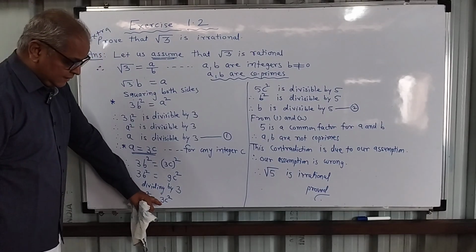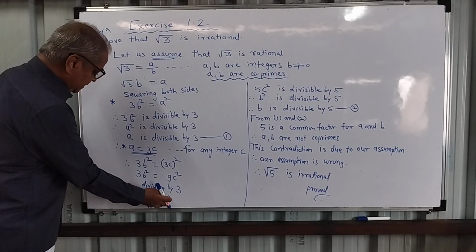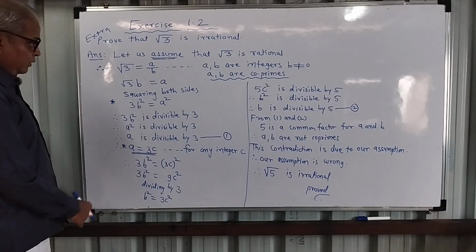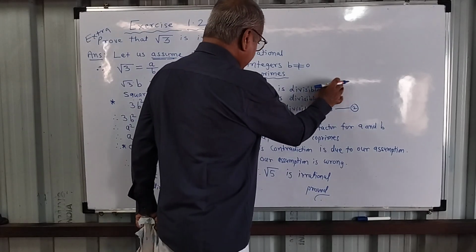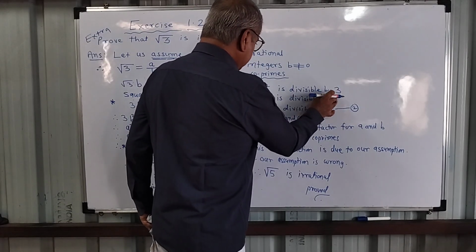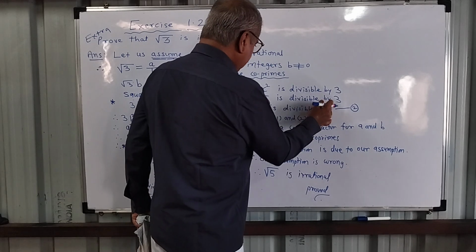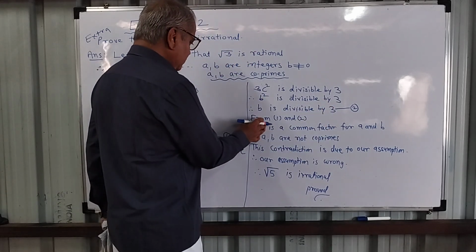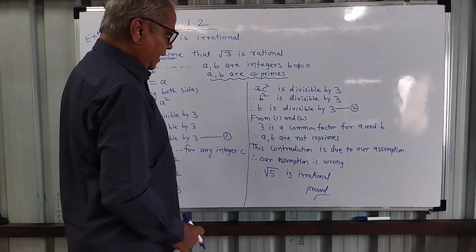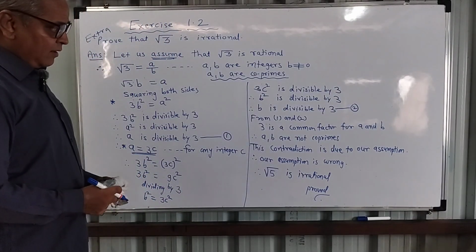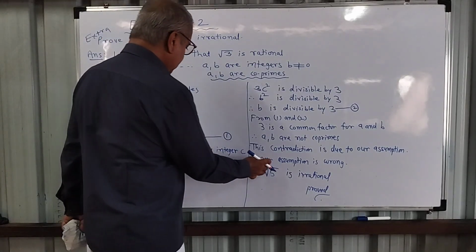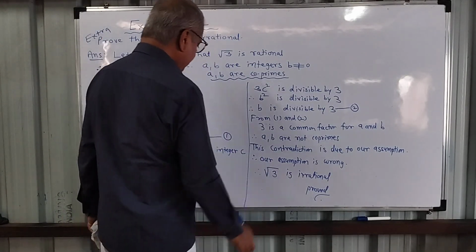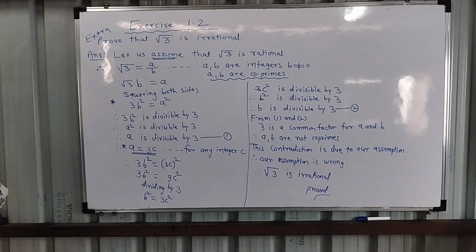Now as there is 3 into c square, so 3c square is divisible by 3, therefore b square is also divisible by 3. 3c square is divisible by 3, b square is also divisible by 3, so b is divisible by 3. From 1 and 2, 3 is a common factor for a and b, therefore a and b are not co-primes. This contradiction is due to our assumption. Our assumption is wrong, therefore √3 is irrational. This is how we can prove any irrational number.